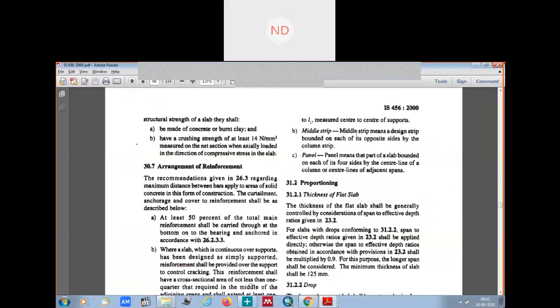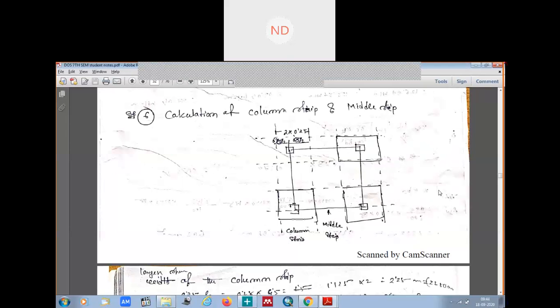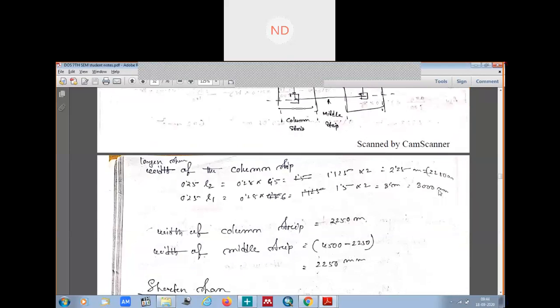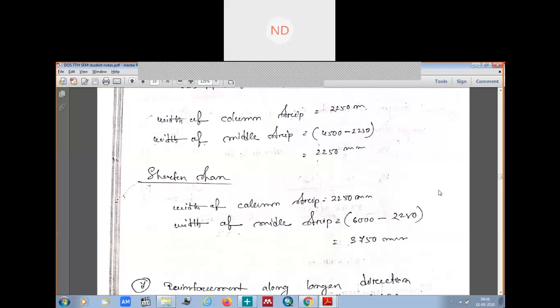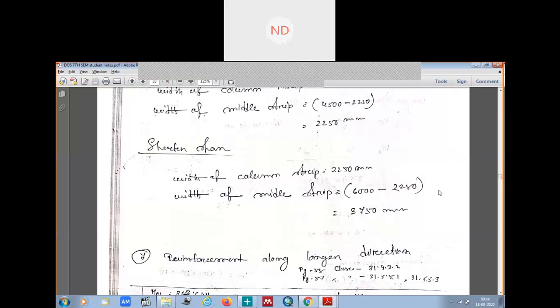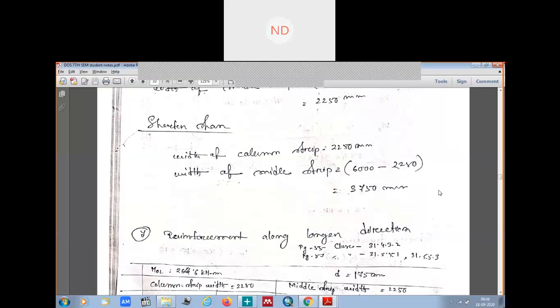Middle strip also we know now: a middle strip means a design strip bounded on each of its opposite sides by the column strips. Now after this, when we know our middle strips and our column strips, this was our shorter span, the width of the column strip which we have just calculated. Now the reinforcement along the longer direction, we will come to that.